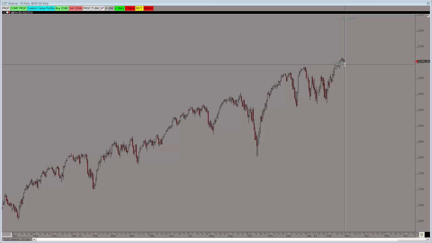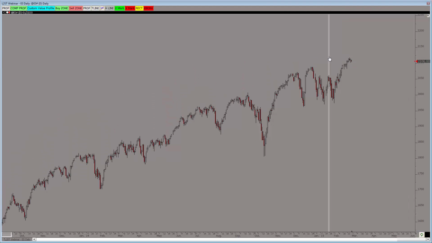I'm just going to do a video on custom profiling to show you how to use the profile indicator in Market Delta or Investor RT to help define areas of value and define where the value area high, value area low, and the volume point of control is.